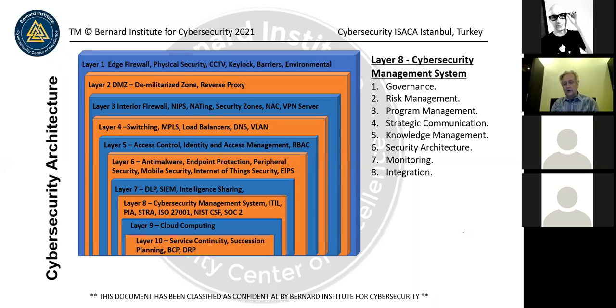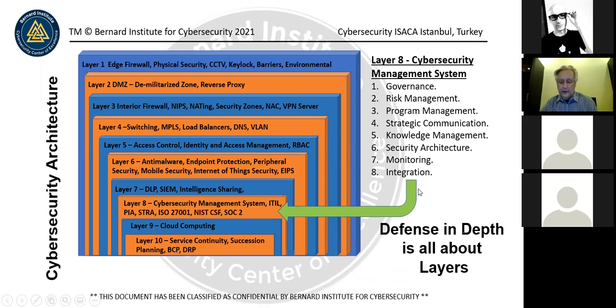So these are all the management system at layer 8, as I mentioned before. And it should include these elements: governance, risk management, program management, strategic communication, knowledge management, security architecture, monitoring, and integration. And defense in depth is all about layers. And as I mentioned before, working on the red team at IBM, the more layers you have, the more secure you are.